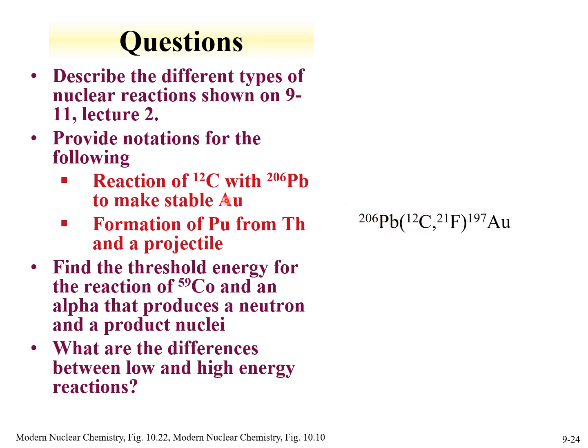You need to know what stable gold is. If you look in your chart of the nuclides, you'll see that gold-197 is the stable isotope. And then from there, the difference, the remaining material, you can write as one isotope, and that would be fluorine-21. In a similar vein, you could talk about the formation of plutonium from thorium and a projectile?